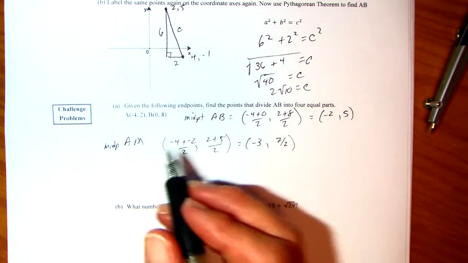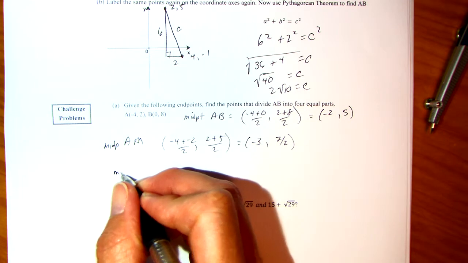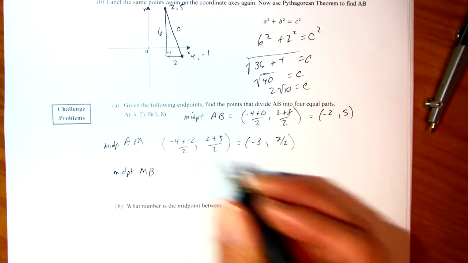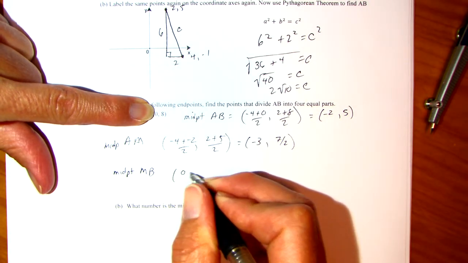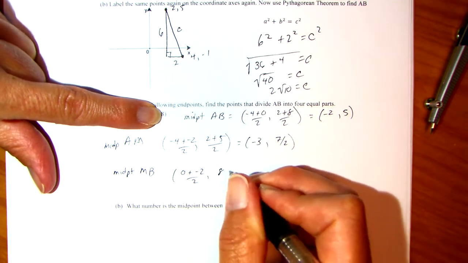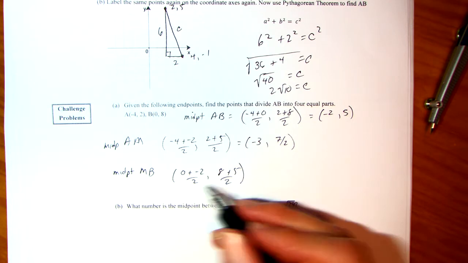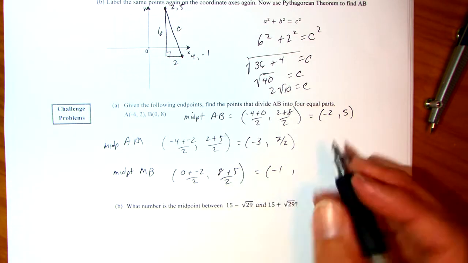Now, let's go from our midpoint, which we found right here, to B. So, the midpoint of MB. Let's do the x's: 0 plus -2 over 2, and 8 plus 5 over 2. So 0 plus -2 is -2, over 2 is -1. And 8 plus 5 is 13 over 2.